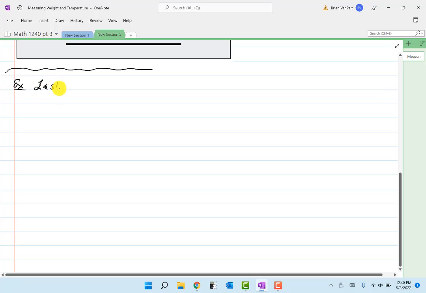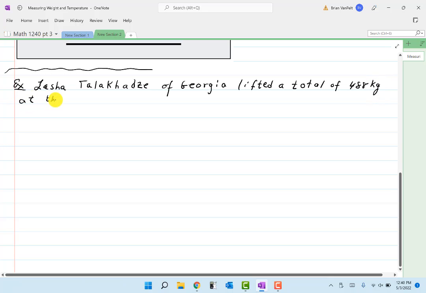Lasha, I'm going to try my best at this last name. It sounds like Talakhadze of Georgia, the country, not the state, lifted a total of 488 kilograms at the 2020 Tokyo Olympics.